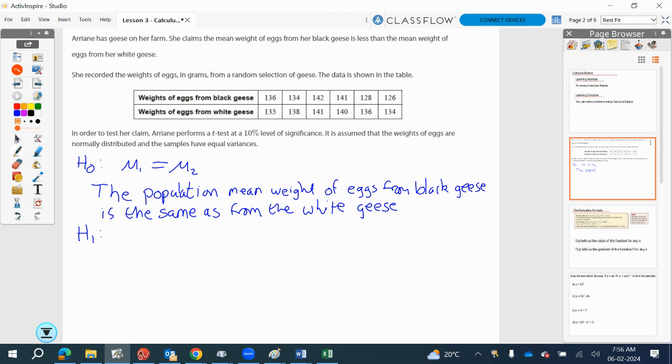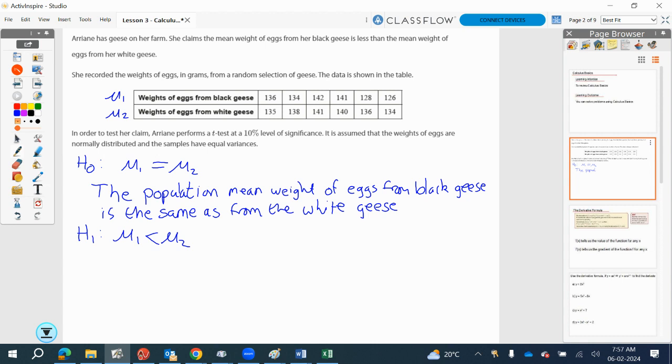She claims that the weight of the black geese is less than the weight of the white. So this has to be your mu1, this has to be mu2. So in this case, we're going to want mu1 is less than mu2. And then we want to reject the null hypothesis in order to support that.